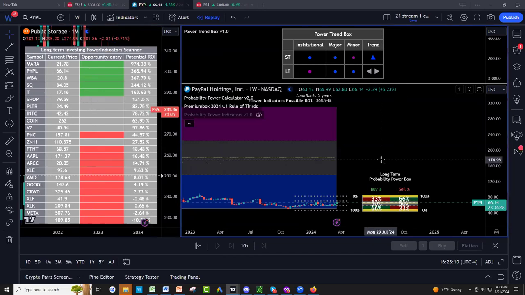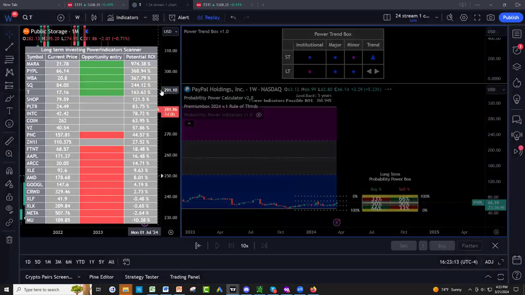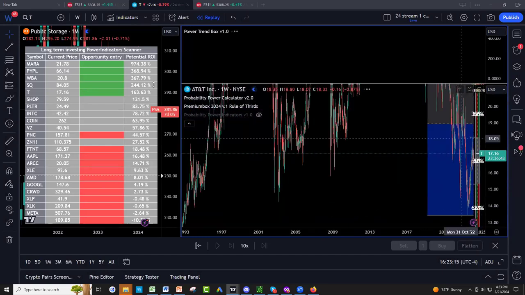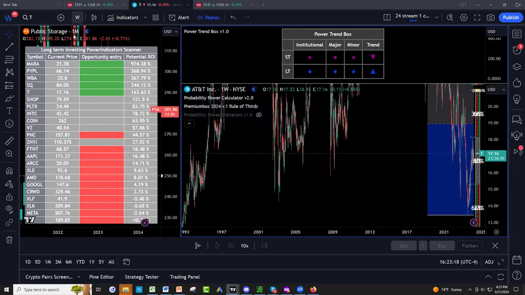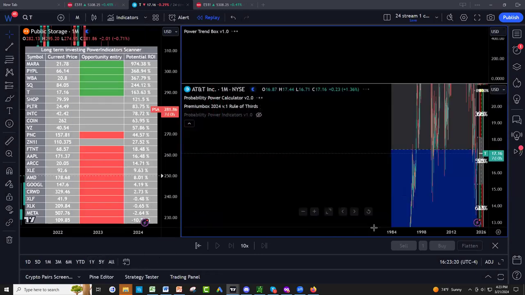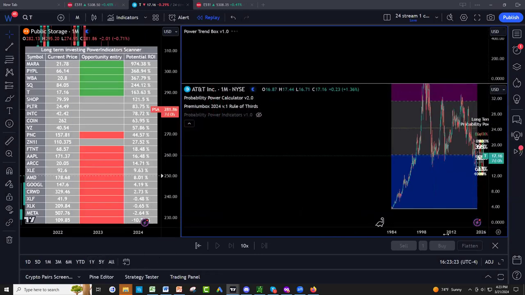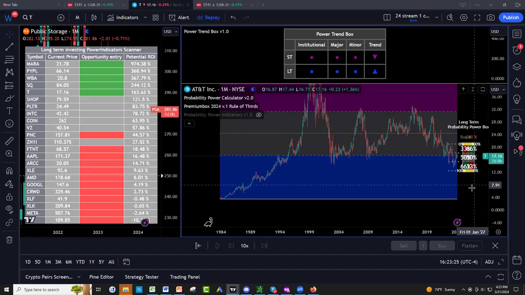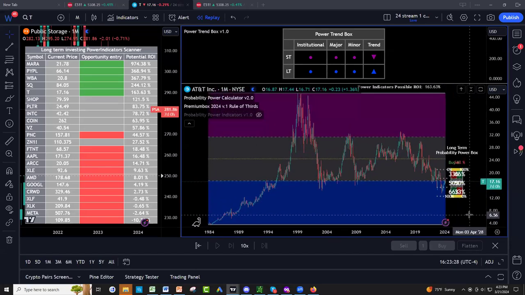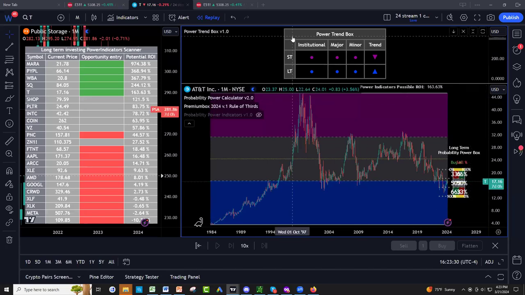Why? Because if you look at AT&T here, let's put a monthly chart. I have 30 years of data to look at since 1984. So now the calculator can make intelligent decisions for me on AT&T. What is the power trend box telling me? It's telling me, for now, temporarily, we are down on AT&T, but every pullback should be bought. So not fighting the tools: buy on blue, sell on purple.